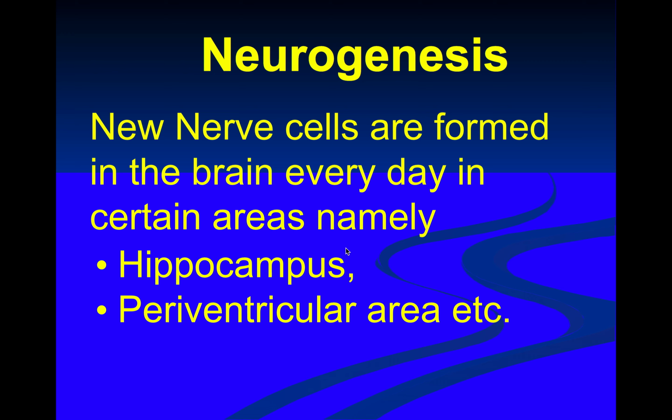The essential or basic process is neurogenesis, or new nerve cell formation. Before the 1990s, the teaching in physiology was that new nerve cells are never formed after birth. But today we know for sure that every day new nerve cells are being formed, and the hippocampus and periventricular area are the regions of the brain identified to have the greatest number of new nerve cells being formed. If you're interested, search for it, and there's plenty of literature available. You can read on this.